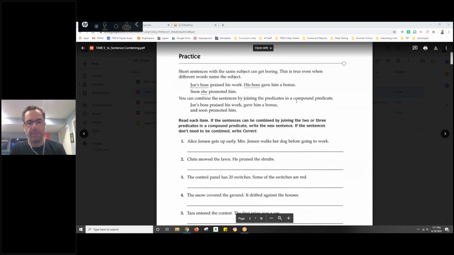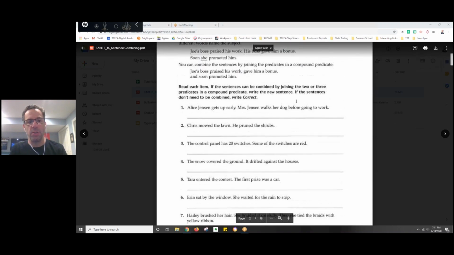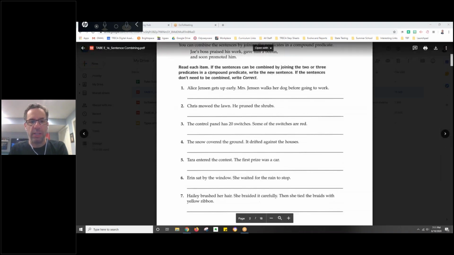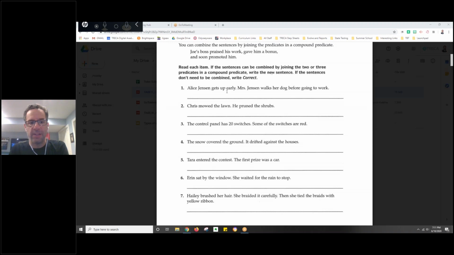And we have 7. So I'll do 1, 2, and 3, and then you can try 4 through 7 on your own. So the directions say read each item. If the sentences can be combined by joining the 2 or 3 predicates in a compound predicate, write the new sentence. If the sentences don't need to be combined, write correct. So we have Alice Jensen gets up early. Mrs. Jensen walks her dog before going to work.